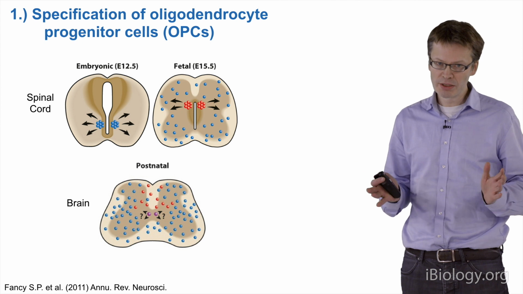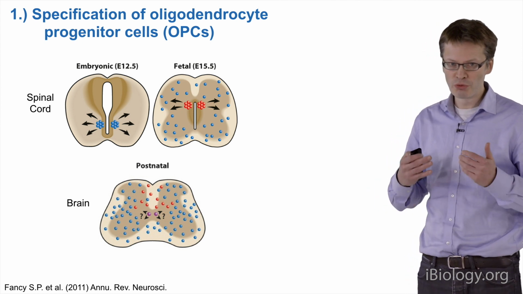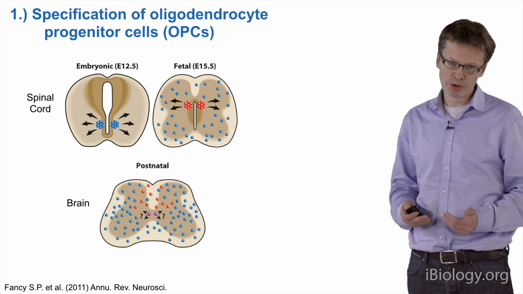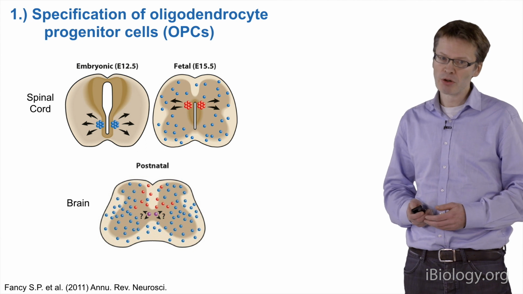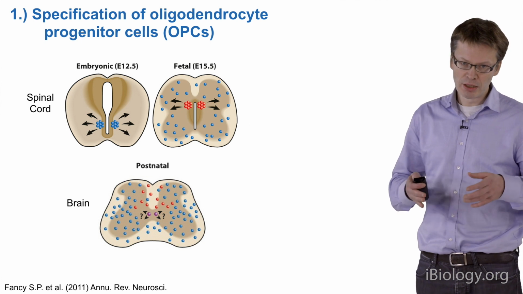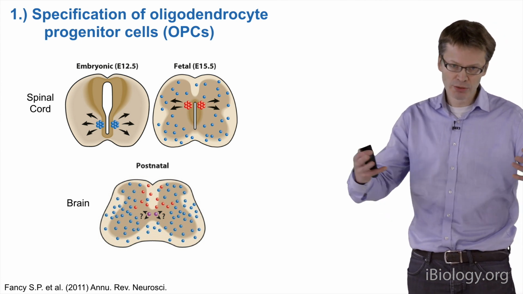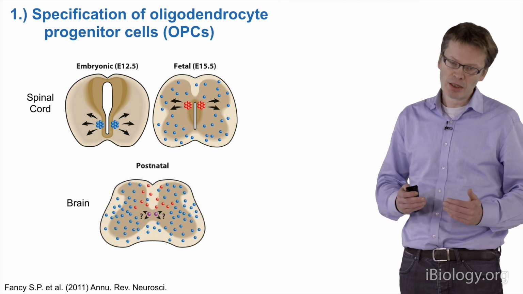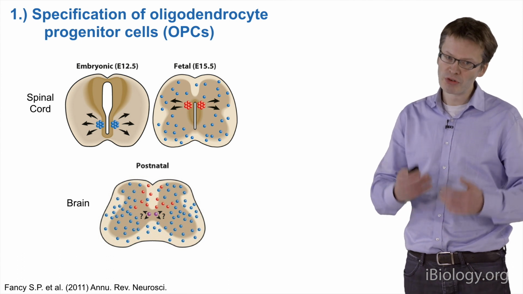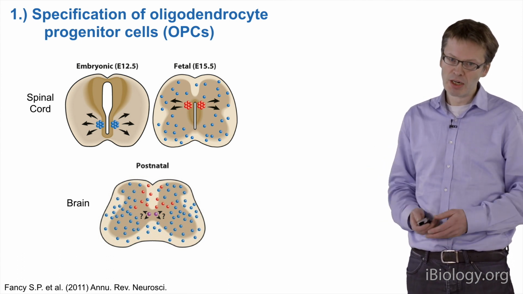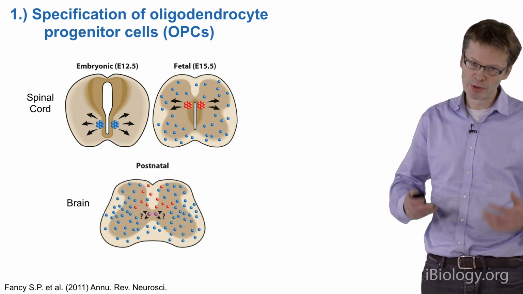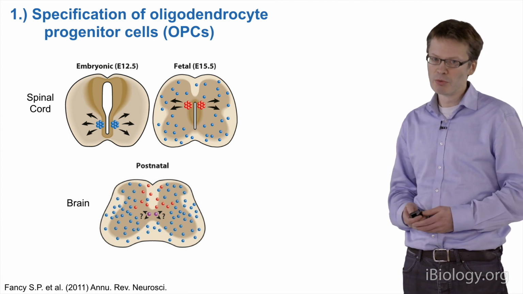Myelination is a multi-step process, and I will divide this into 4 different parts. The first part is the specification of oligodendrocyte precursor cells. This is a spinal cord cross-section of a mouse, and these blue areas are the areas where OPCs are born, are specified, and then they distribute within the spinal cord. The red area is a second wave of OPCs that are formed in a more dorsal area that also distribute within the spinal cord. The same principle holds true for the brain, where you have different centers where OPCs are specified and distribute within the brain.